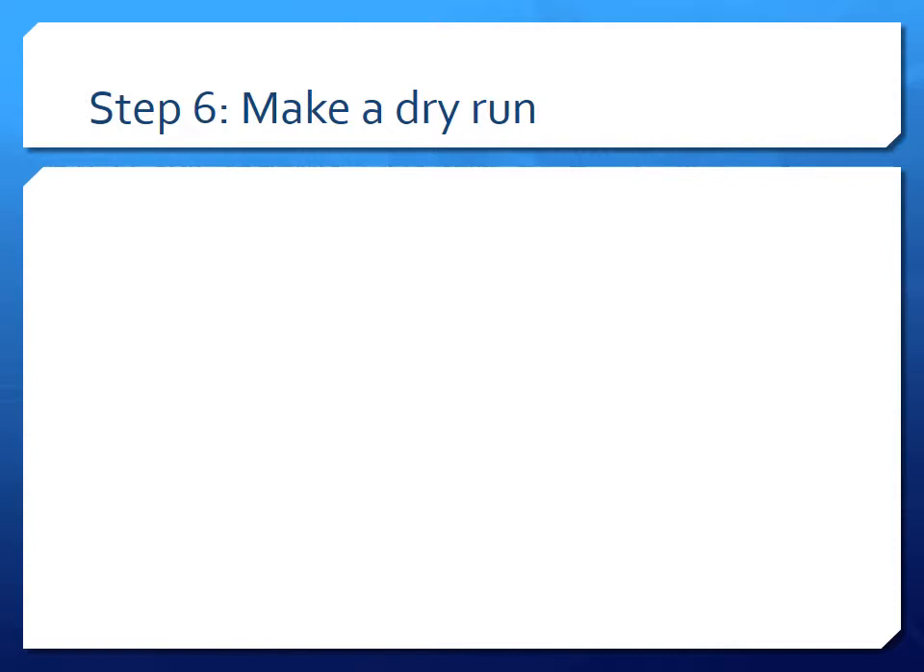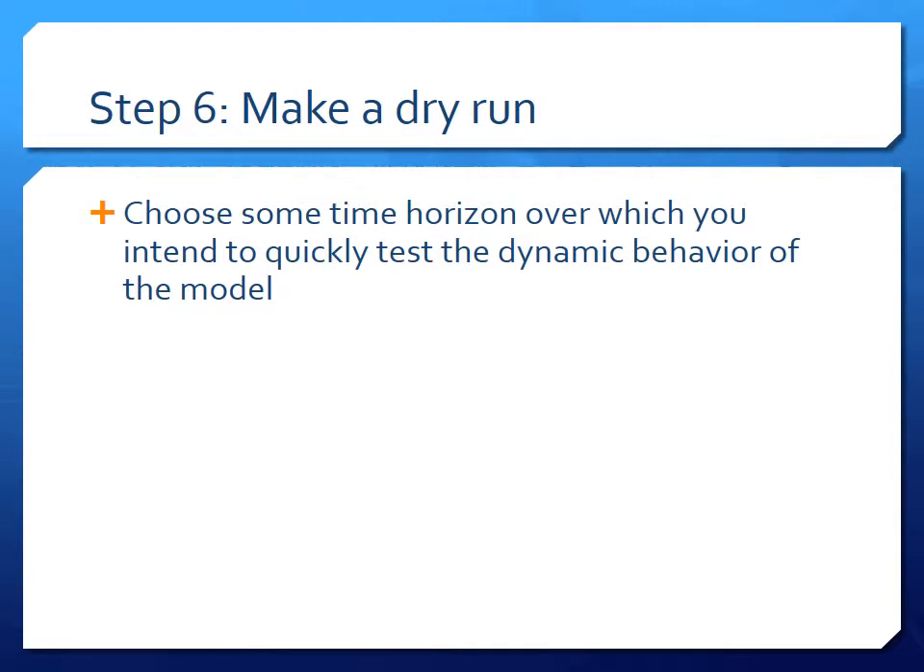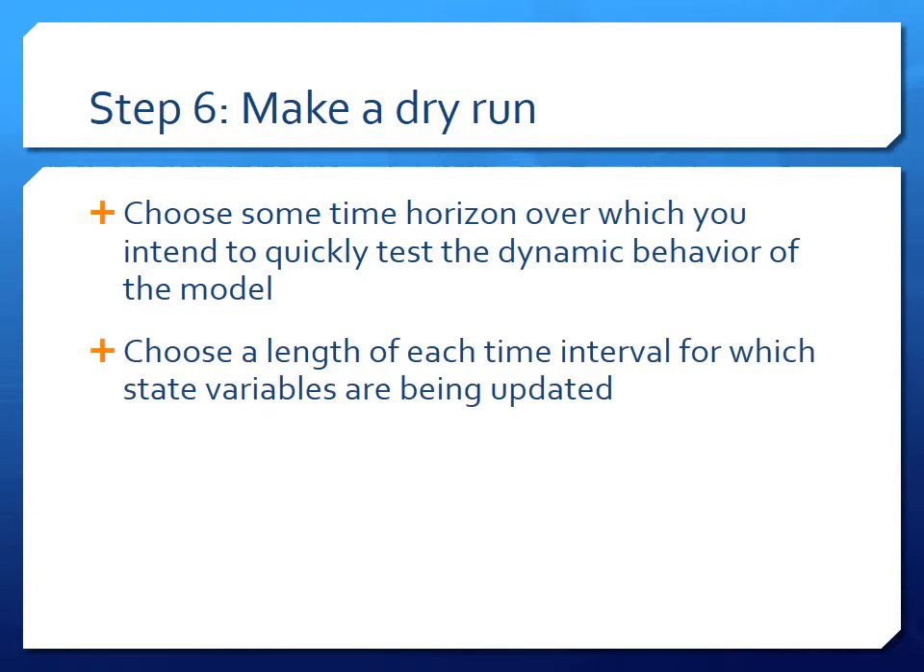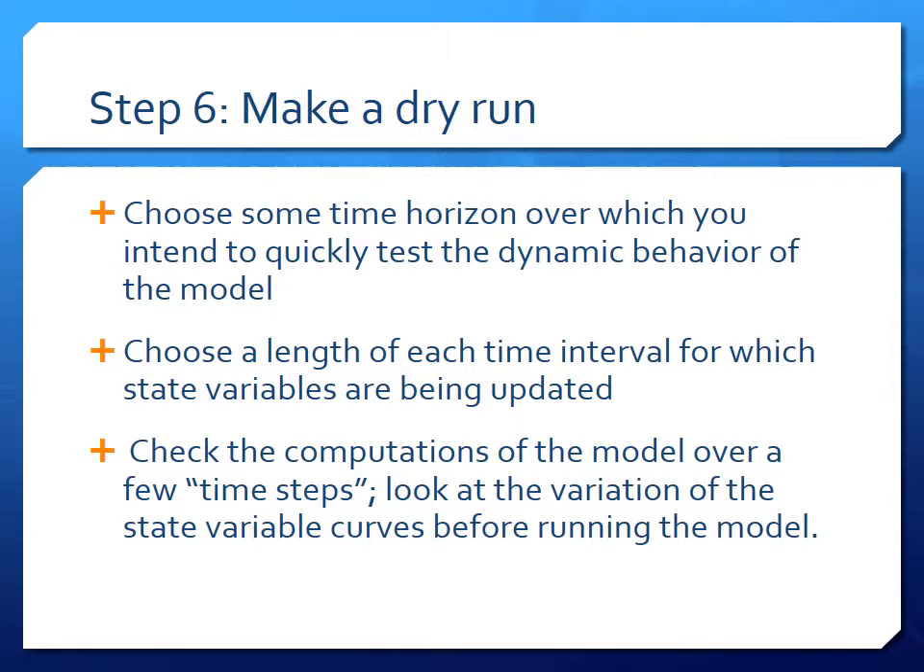Then the next step, once you have the model, you've parameterized it, and you've foolproofed it, or at least there's nothing obvious there that shouldn't be, is what's called a dry run. You choose some time horizon over which you intend to quickly test the dynamic behavior of the model, and you choose a length of time interval. This is what we refer to as the time step, for which the state variables are being updated. Then you check the computation over a few of these time steps, and look at the variation of the state variable before running the model, before actually running the full thing.